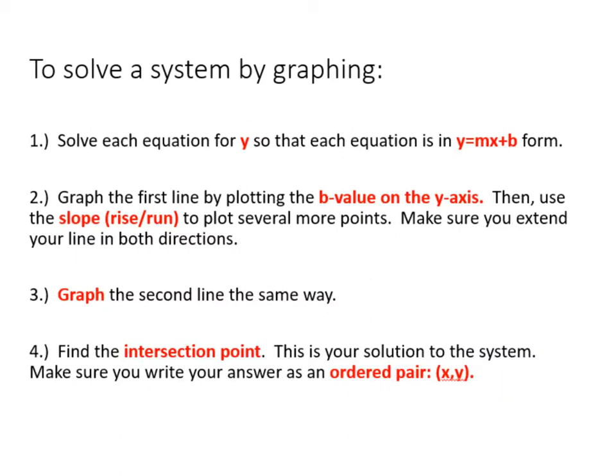In order to solve a system by graphing, you have to follow the following steps. First, you would solve each equation for y so that it is in y equals mx plus b form. Then graph the first line by plotting the b value on the y-axis. Then use the slope, rise over run, to plot several more points, making sure that you extend your line in both directions. Then graph the second line the same way, and finally find the intersection point. This is the solution to the system, and you're going to write your solution as an ordered pair, or x comma y.